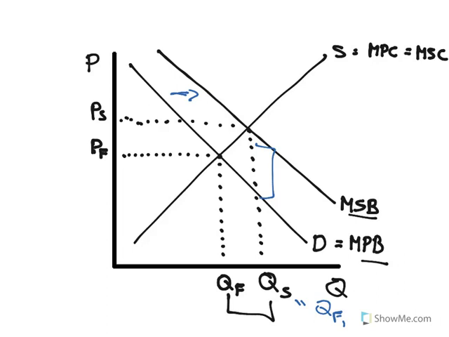And in any case, it leads to an underproduction or underconsumption of the good, whereas a negative externality creates an overproduction or overconsumption of the good. That's an important distinction. So that's all for this video on positive externalities.